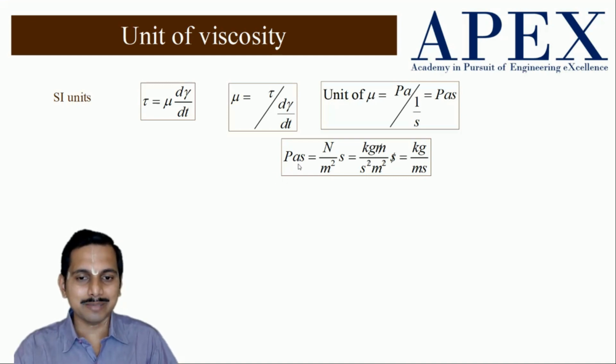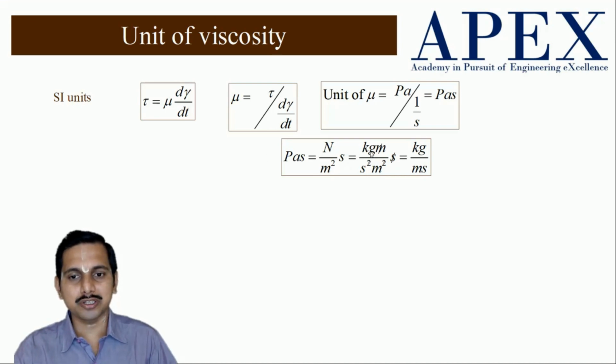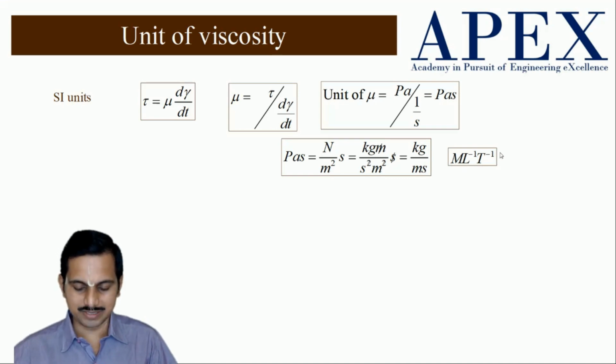Pas, Pascal second, can also be written as Newton per meter square into second. Newton, from Newton's law, is kg meter per second square, mass into acceleration. Now when we simplify it, we get kg per meter second. This can also be written as a dimensional formula: mass, length inverse, time inverse.